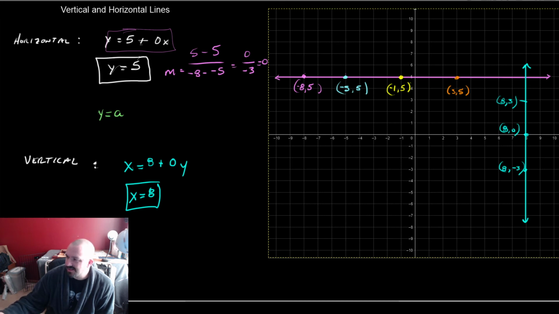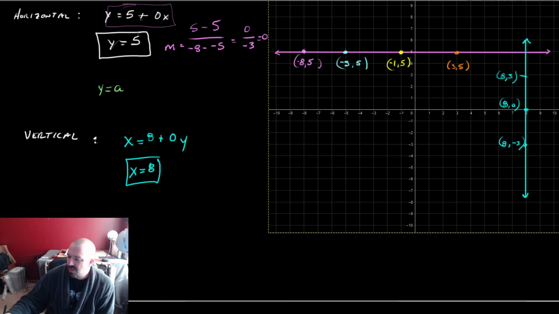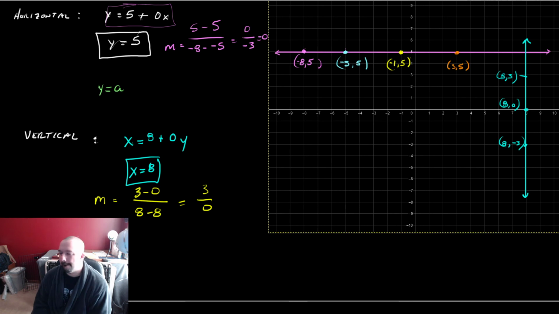Now, it's not quite the same with the vertical lines. If we were to take a look at the slope of the vertical line, let's take two points like 8, 3 and 8, 0. It's just easy. So let's take 3 minus 0, and then 8 minus 8, and we're going to notice that we get 3 over 0. What's that? It's not 0. Just as a refresher, this is undefined. The slope of a vertical line is undefined.